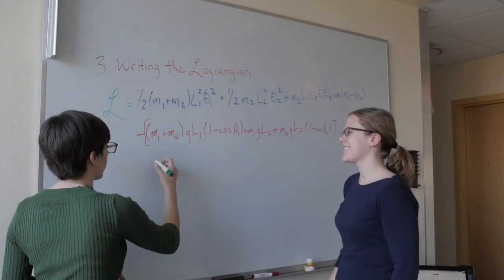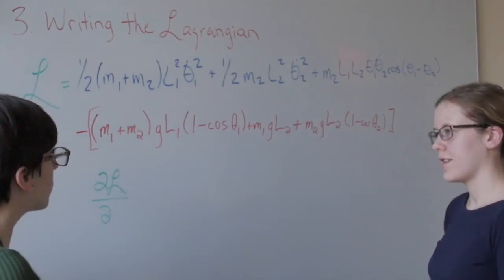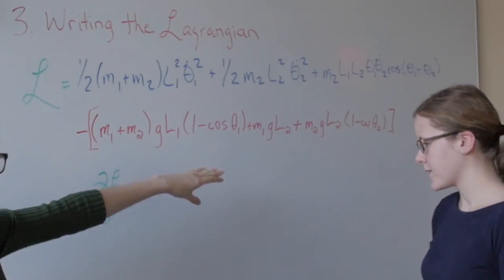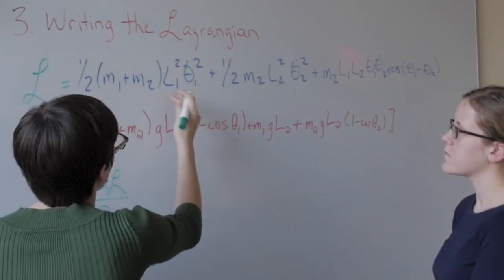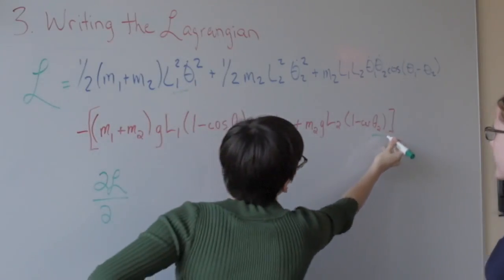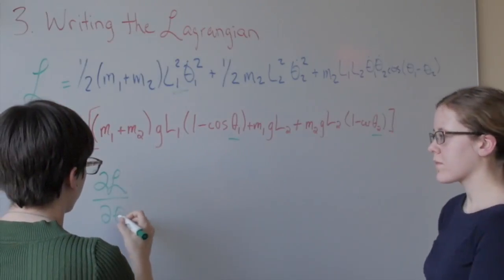Now we will take the partial derivatives. There's actually going to be two different equations because you have theta 1 and theta 2. So you will have two different Euler-Lagrange equations.